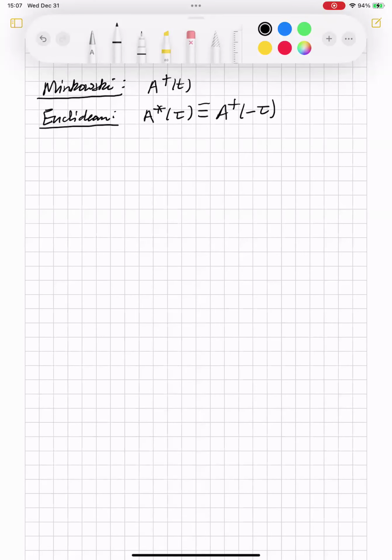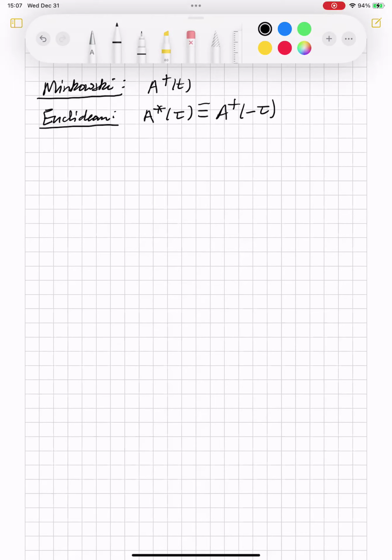Okay, so starting with the dagger that we know from Minkowski space, we've now been able to define a dagger for Euclidean space. And we've called that star. A star of tau is defined to be equal to the Minkowski dagger, a dagger, evaluated at minus tau.